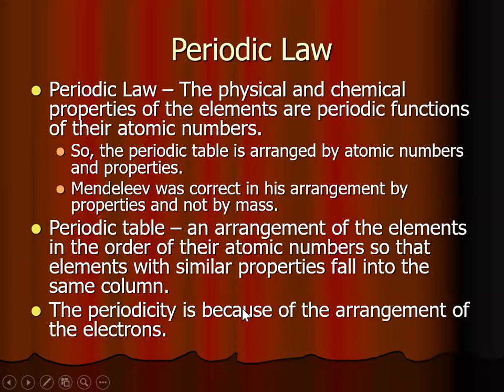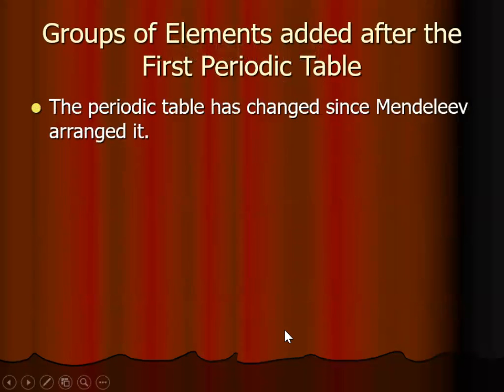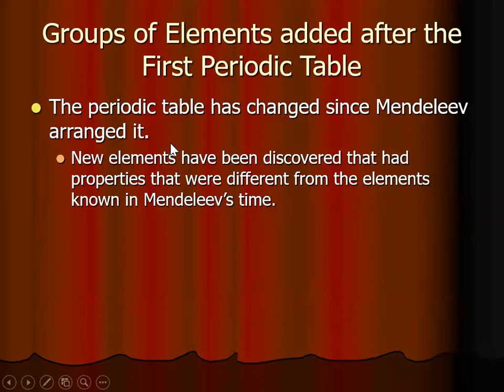Periodicity is because of the arrangement of electrons. We know this now. Your S block, your P block, your D block, okay? We now know this. In the 1860s, 1870s, they did not know that. So some things have been added. Okay, some things have been added. The noble gases were added. The noble gases were originally called what? Anybody know?